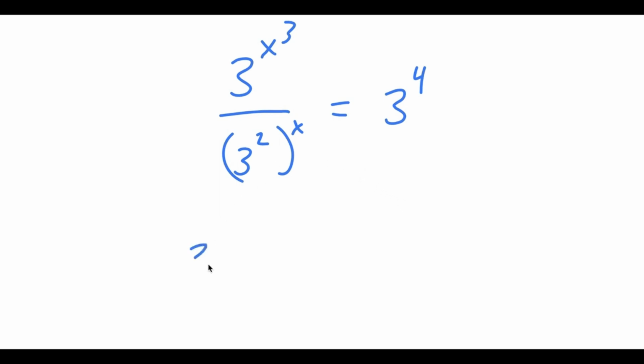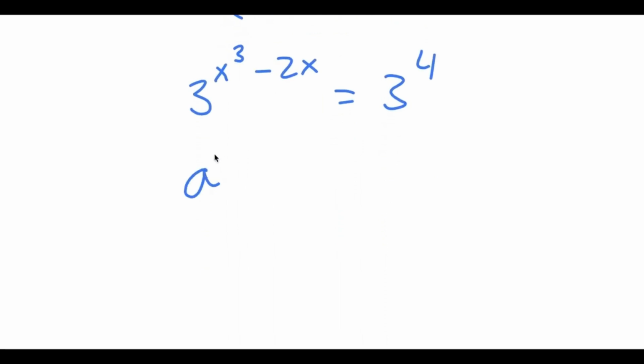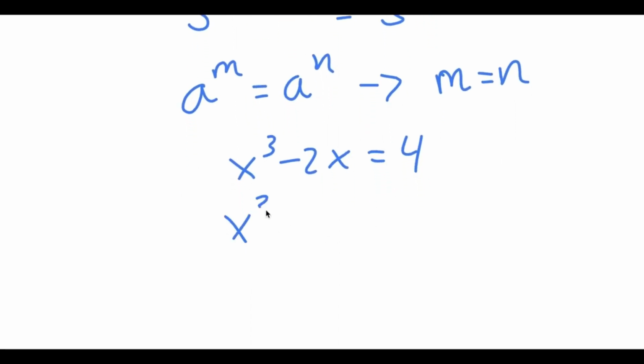Now, this is the same thing as 3 to the power of x to the power of 3 minus 2x is equal to 3 to the power of 4, because 3 to the power of 2 to the power of x is going to equal 3 to the power of 2x. And now, if I have something in the form a to the power of m is equal to a to the power of n, then this means that m is equal to n. So in this case, x to the power of 3 minus 2x is equal to 4, meaning x to the power of 3 minus 2x minus 4 is equal to 0.